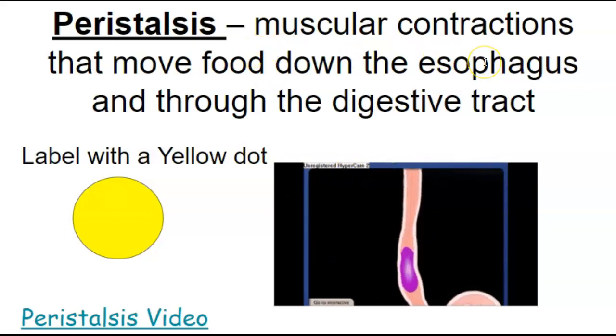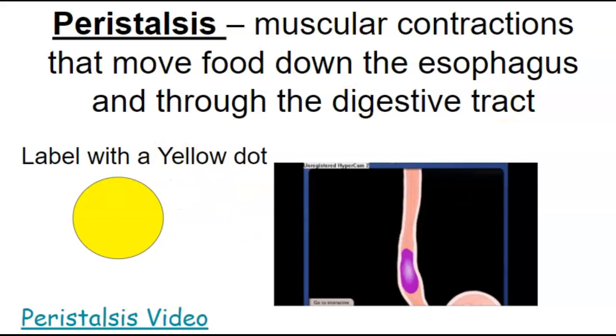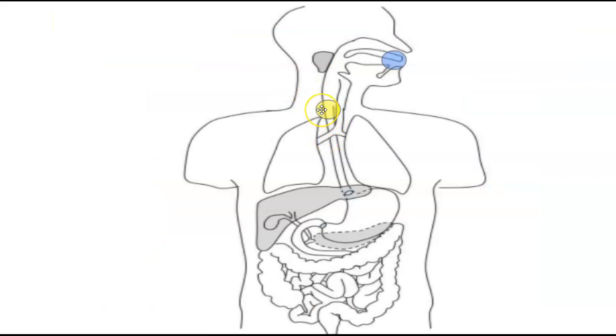So it moves food down the esophagus and through the entire digestive tract, out through the rectum and the anus. So we're going to label this with a yellow dot. Now, theoretically, we're going to put the yellow dot here in the esophagus, but it happens throughout the entire digestive system. So theoretically, we could put yellow dots the whole way here, okay?